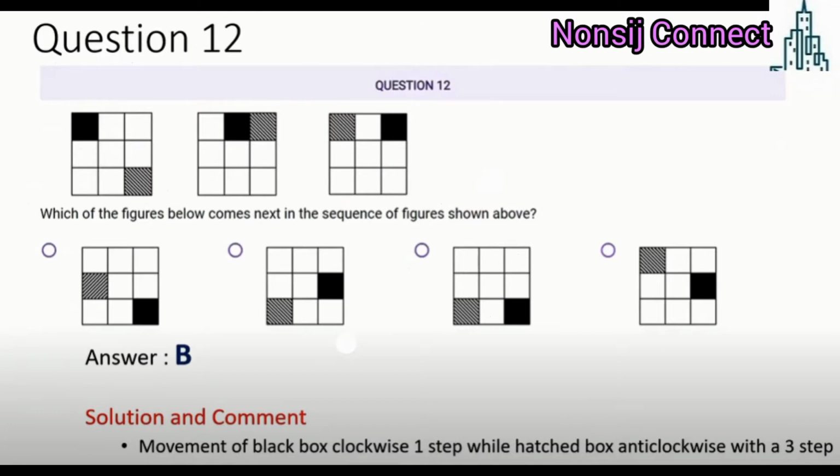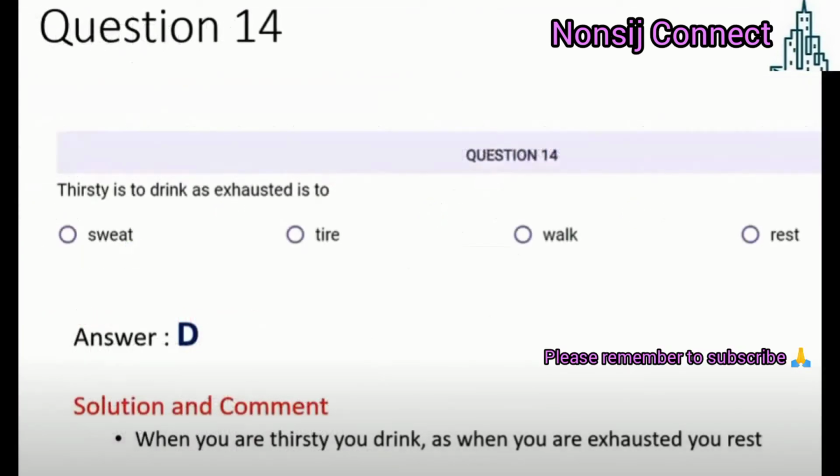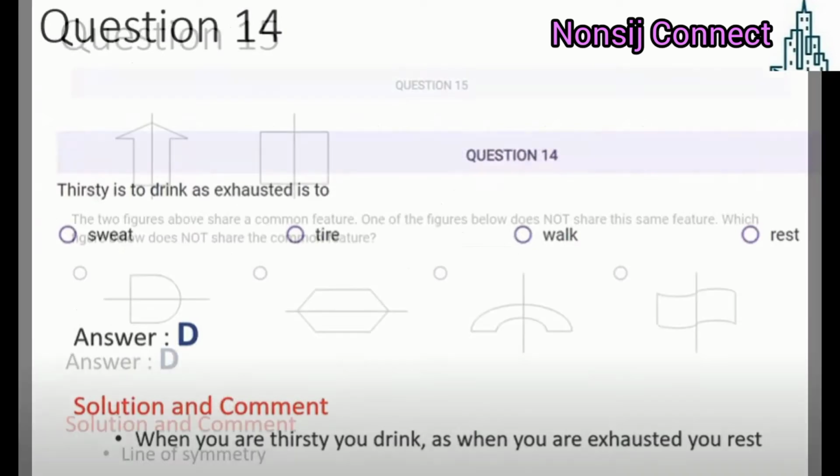Okay, the next question. A customer telephone. I've solved this question. The answer is 15 persons, so it's D. Thirsty is to drink as exhausted is to what? To rest. So D is the answer here.